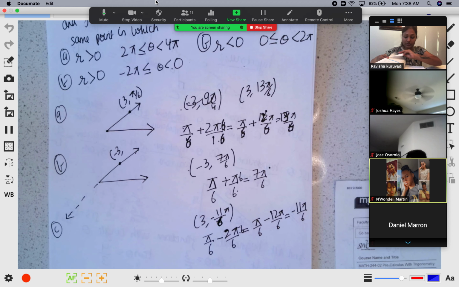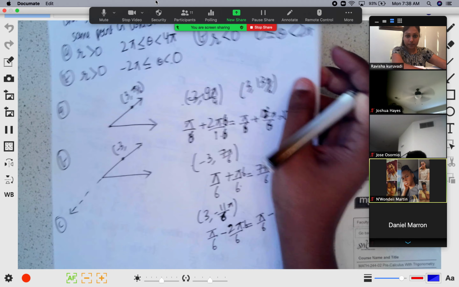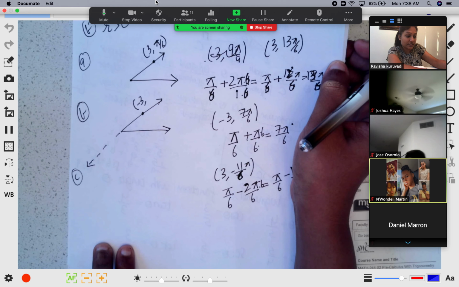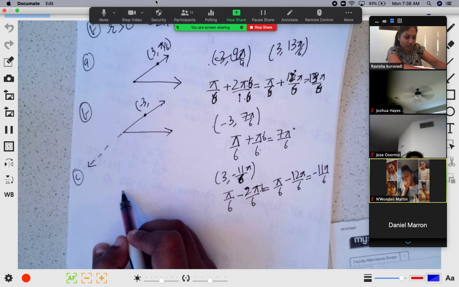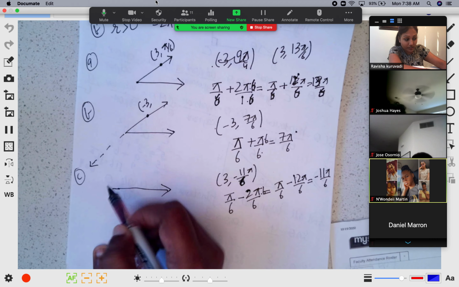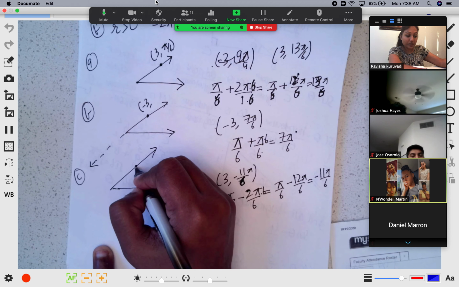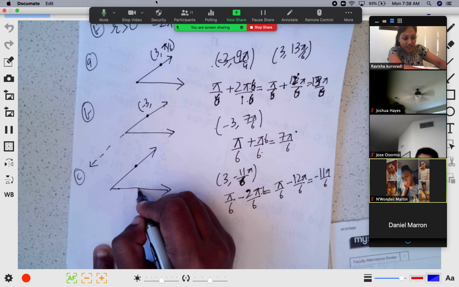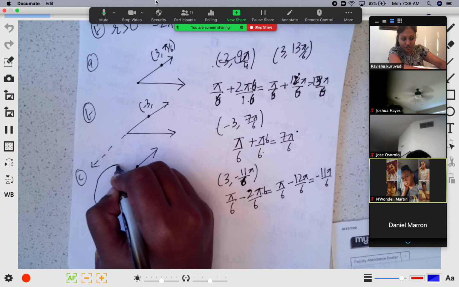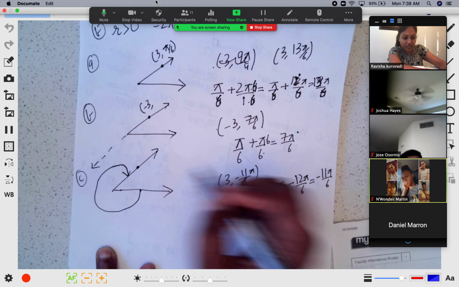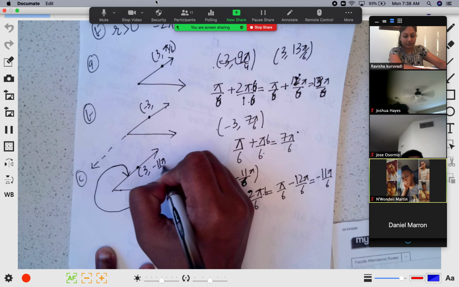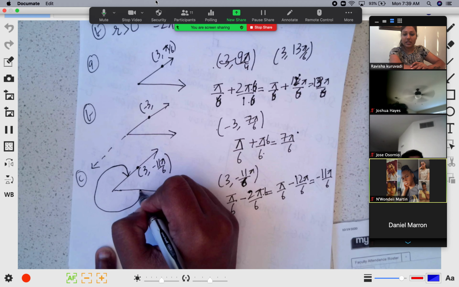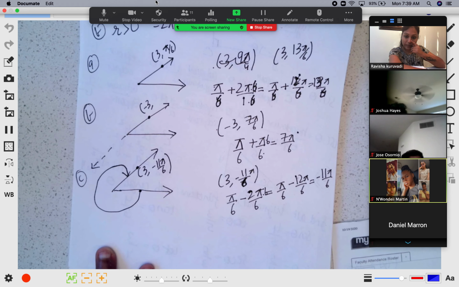Let's do a problem on this. So for this one, what does that look like when you draw it? It's technically going to be the same point. Again, we're talking about this point only. But in this case, negative 11 pi over 6 means you start from here and go in a clockwise direction, and you reach here, the same point. Negative angles mean you're going clockwise.